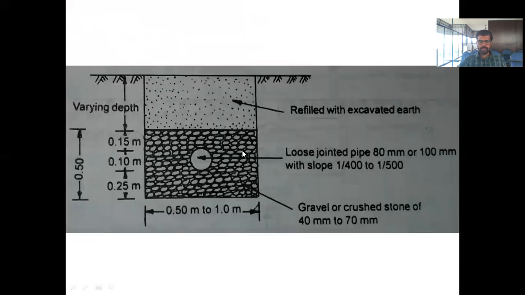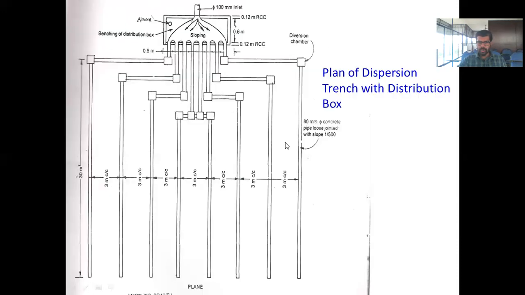Now, this is the trench. You can see this is the 80 concrete pipe loose joint, cement concrete pipes only, or you can have stone pipes also. That is the special type of pipes that is used for these dispersion trenches. Don't use any other pipes. We are not using any other pipes. So this has to be distributed, and this has to be absorbed by the trench. That's why we are using this type of loose jointed pipe. So this pipe is flowing through a trench only.